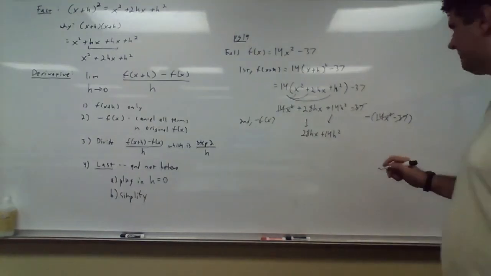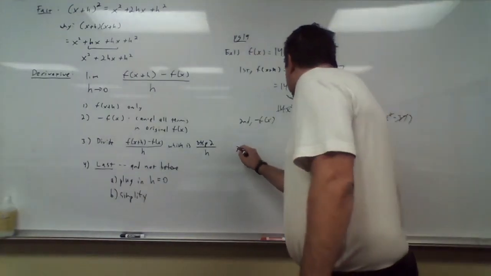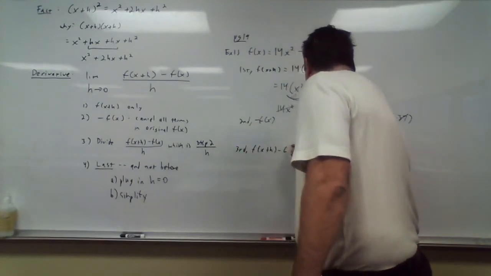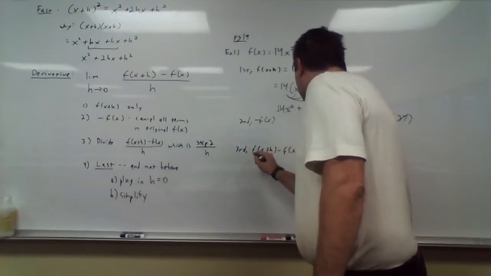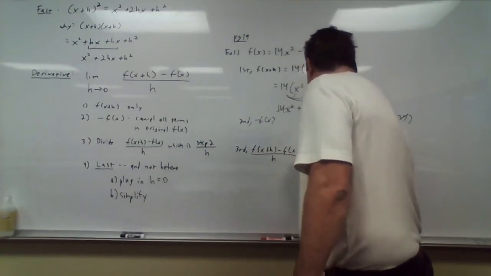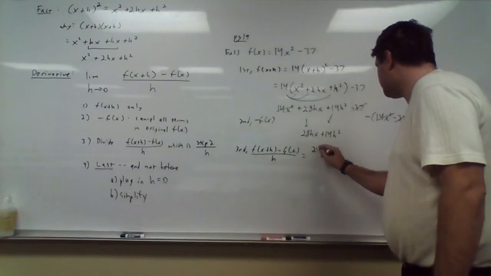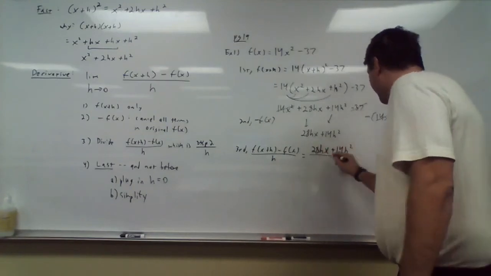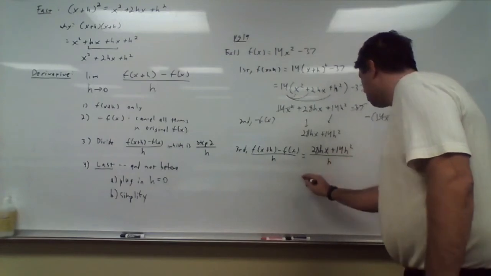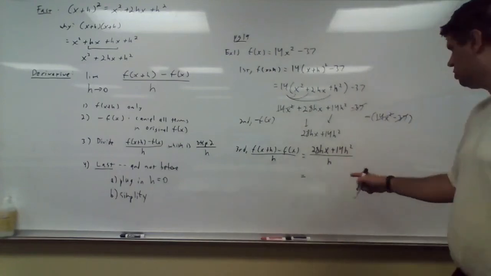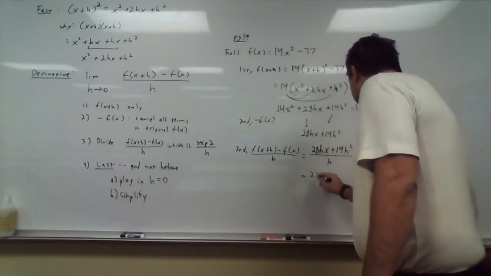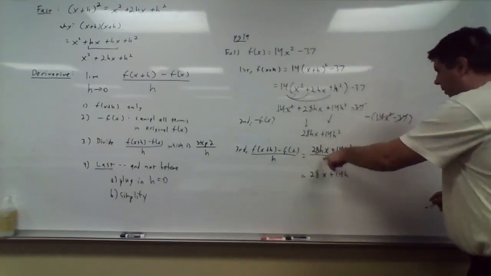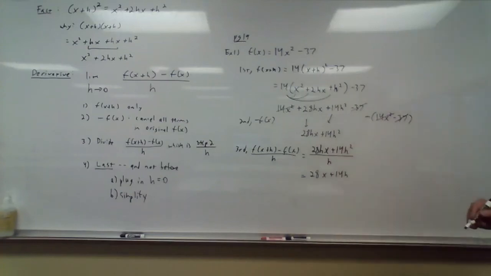Next up. Third, f of x plus h minus f of x over h is 28hx plus 14h squared over h, which gives you 28x plus 14h, because this will go down a power and that h will cancel entirely.